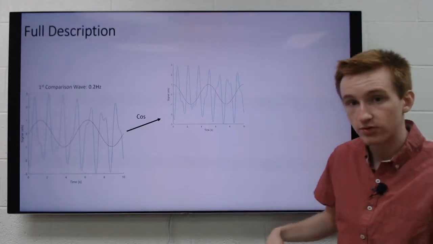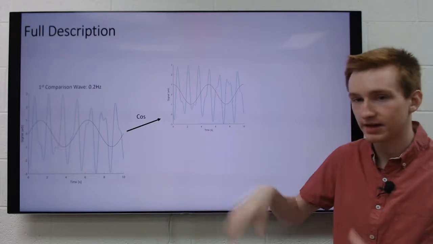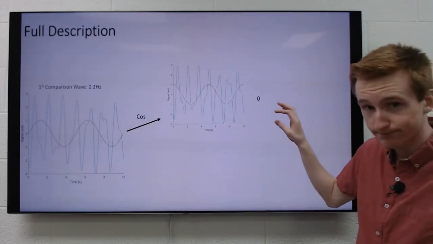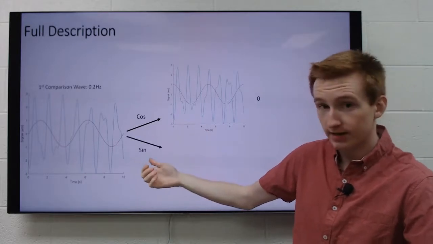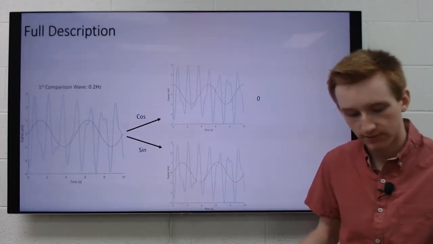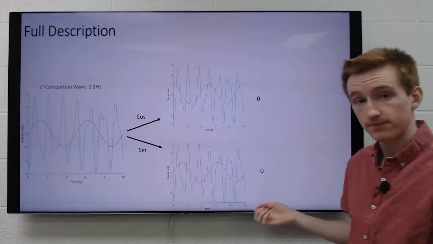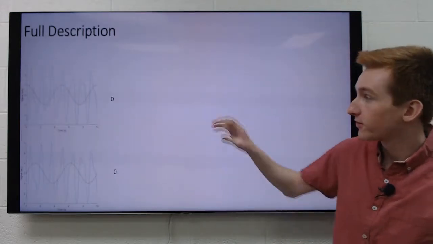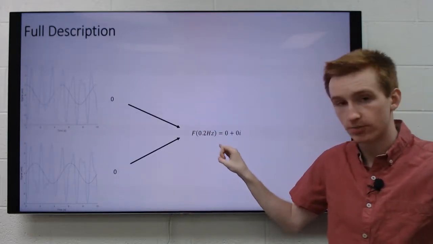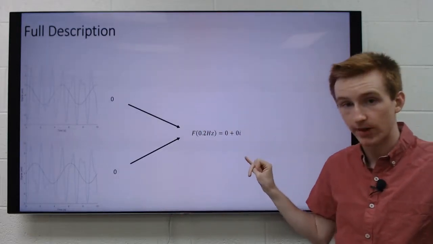And if you do the comparison score, so you multiply and then integrate from minus infinity to infinity, I'm going to tell you right now you get 0. So then you also have to do the sine, right? Plot the sine over, multiply, integrate from minus infinity to infinity. You also get 0. Okay? So therefore, the cosine is 0, the sine is 0. So therefore, we can conclude that f of 0.2 hertz is 0 plus 0i.